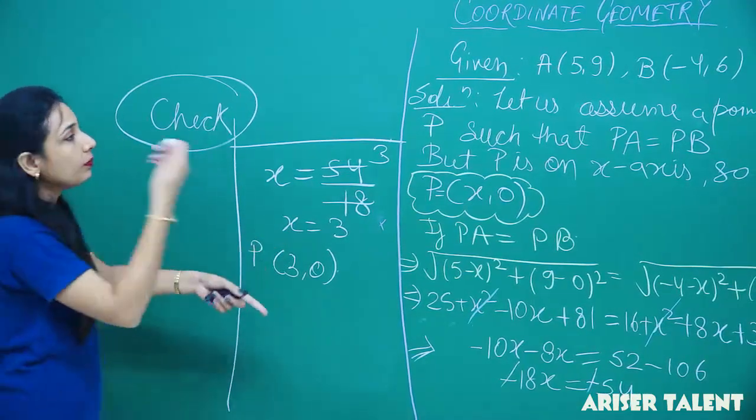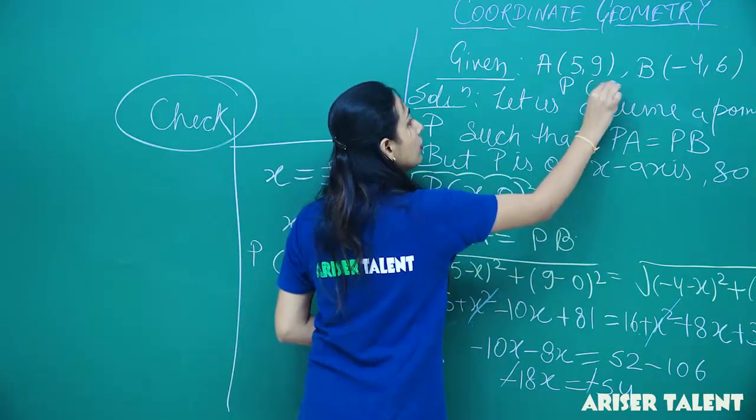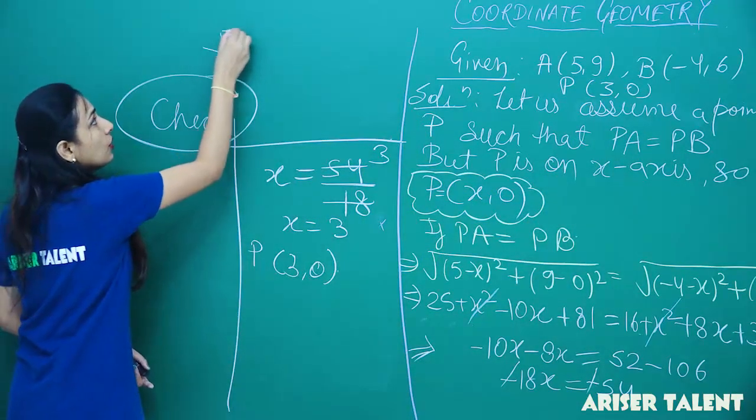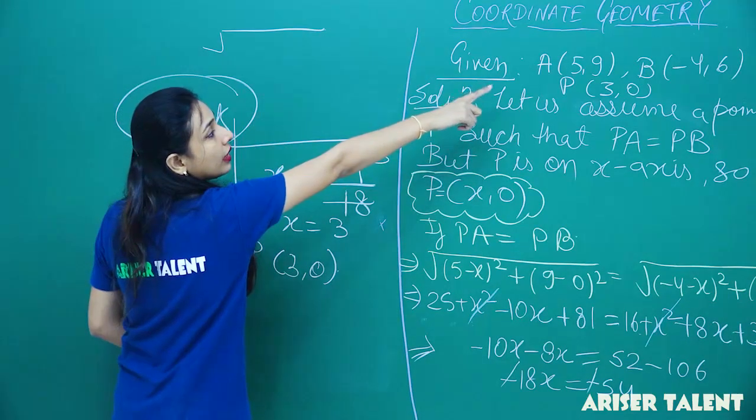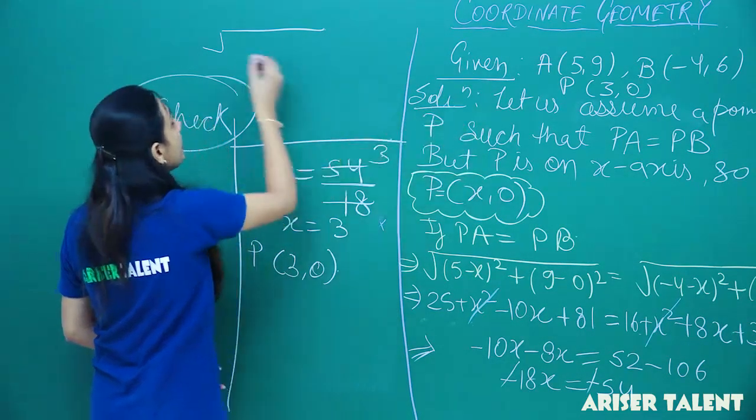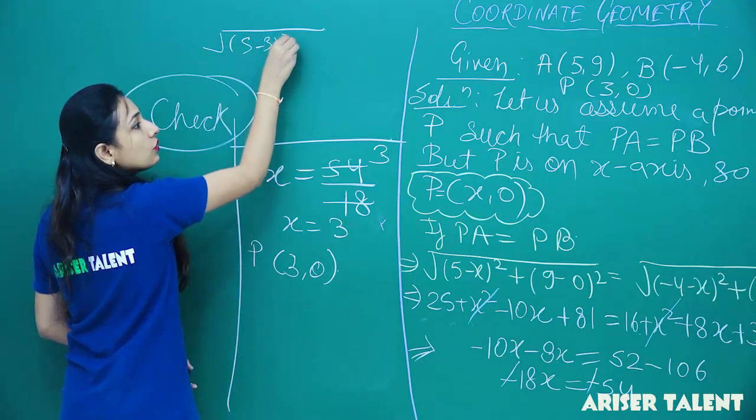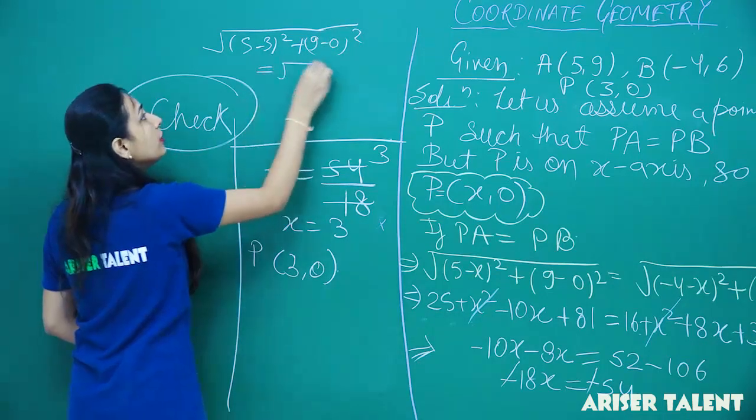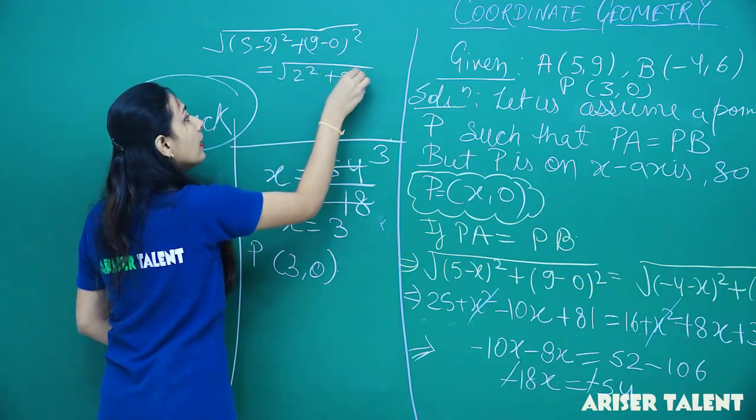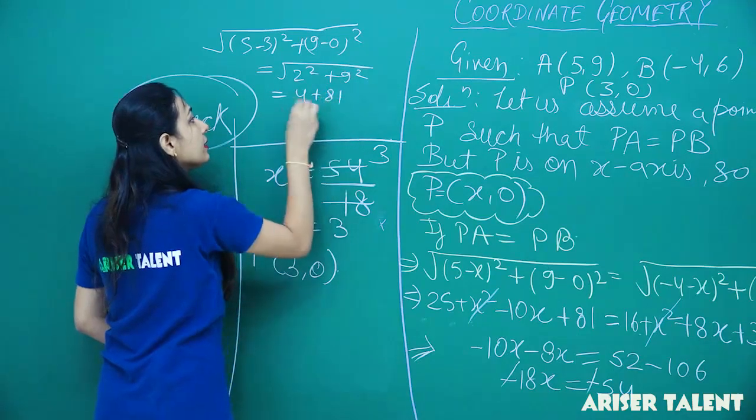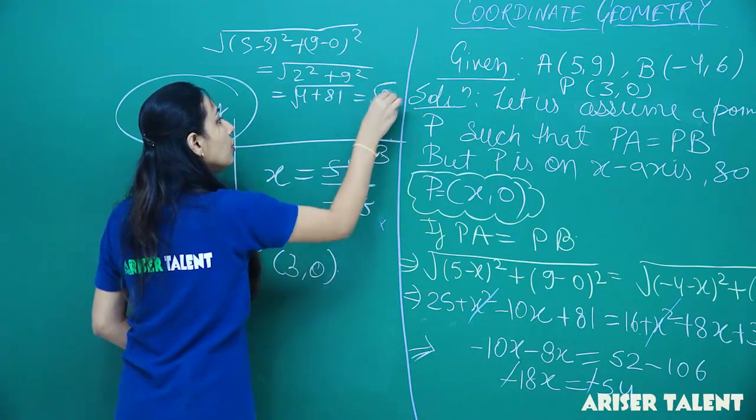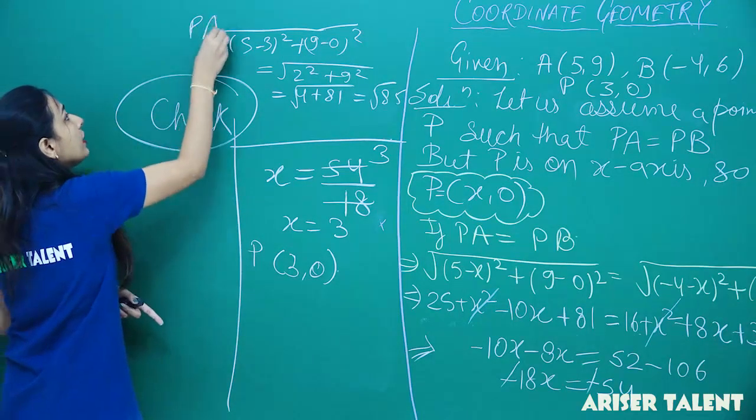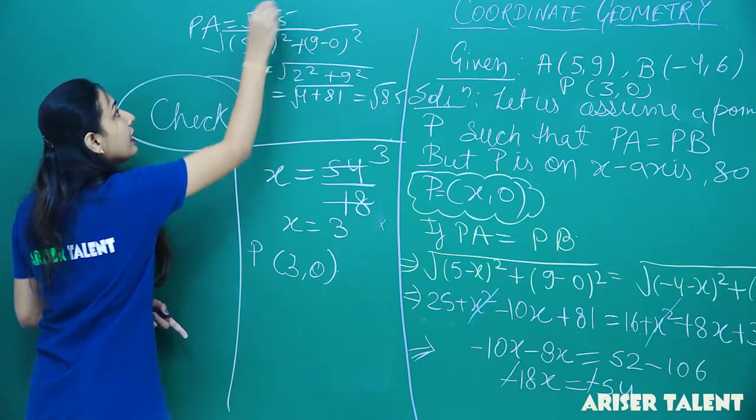If PA is equal to PB, now P is equal to what? 3, 0. So what should it be? Root of this. If I talk about AP, that will be 5 minus 3 square plus 9 minus 0 square. That is equal to what? 2 square plus 9 square, that is 4 and that is 81. So that will be root of 85. So I can write that PA equals root of 85.